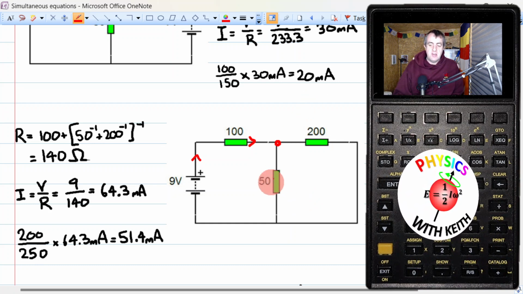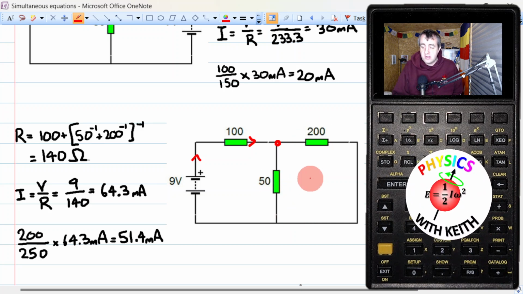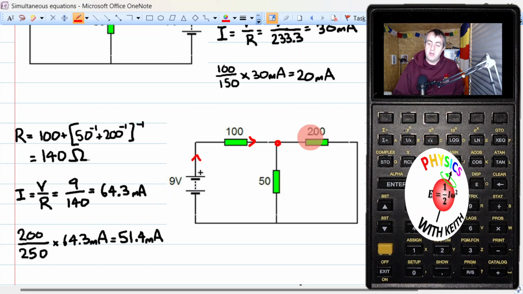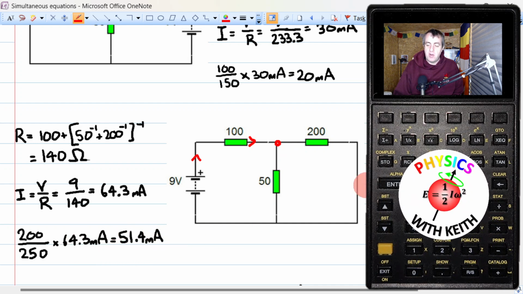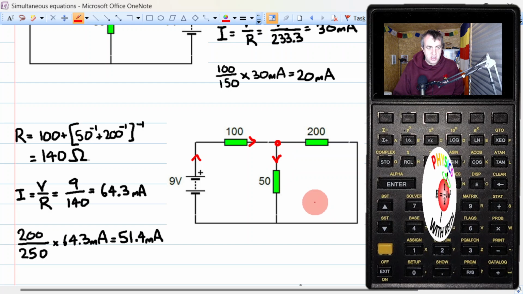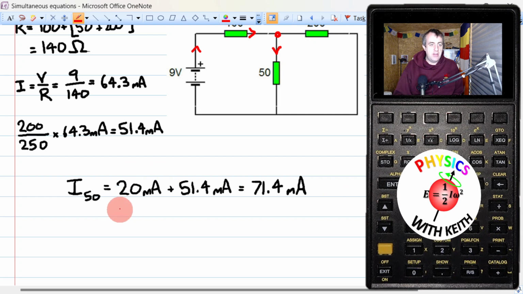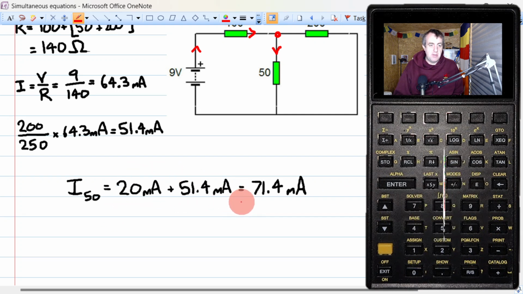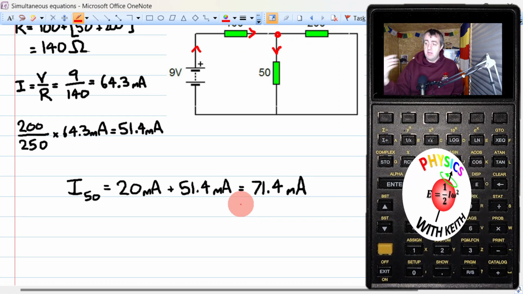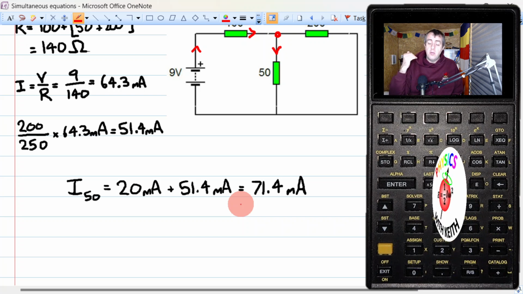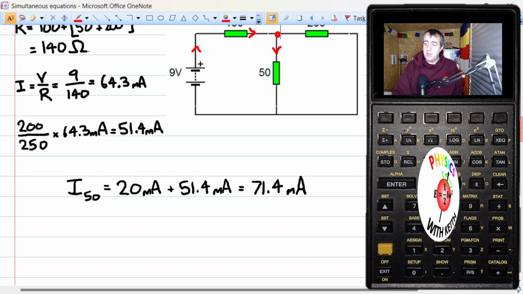This has got much lower resistance. It's going to get much more current, but the current it gets is going to be the inverse of the ratio of those resistances. So 200 divided by 250, 250 being the sum of these resistances, that's going to be 51.4 milliamps passing down through this branch here. And then the final step is we simply add together the 20 milliamps to the 51.4 milliamps. Now we can do that because these circuits are simple linear circuits, and so we can superpose one circuit with the other. And that is how to use the principle of superposition.